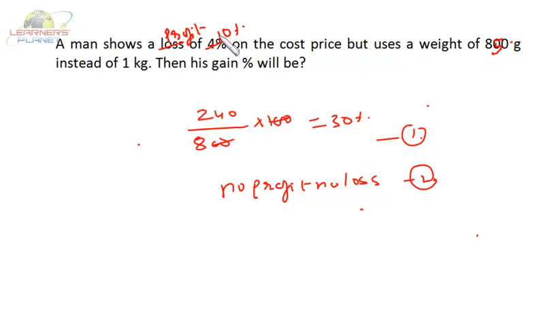Now the profit is 10%, so he is charging for 1100 grams. If profit is 10%, that means he is charging for 1100 gram. But giving how much? He is giving only 850 gram. That means the difference is 250. Now for every 850 grams, he is making a profit of 250 grams. So we can calculate his profit.